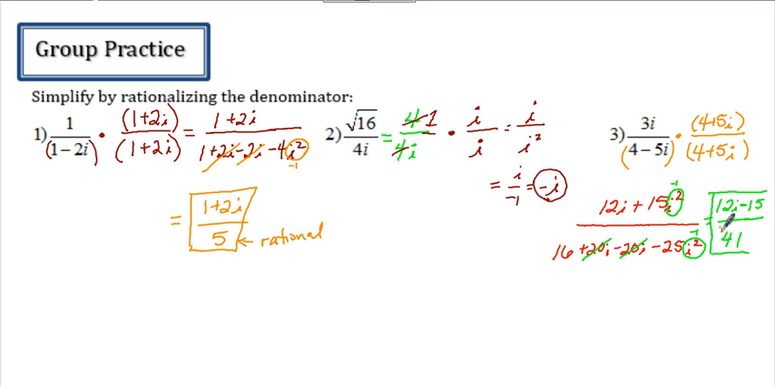All right, go ahead and attempt your independent practice.